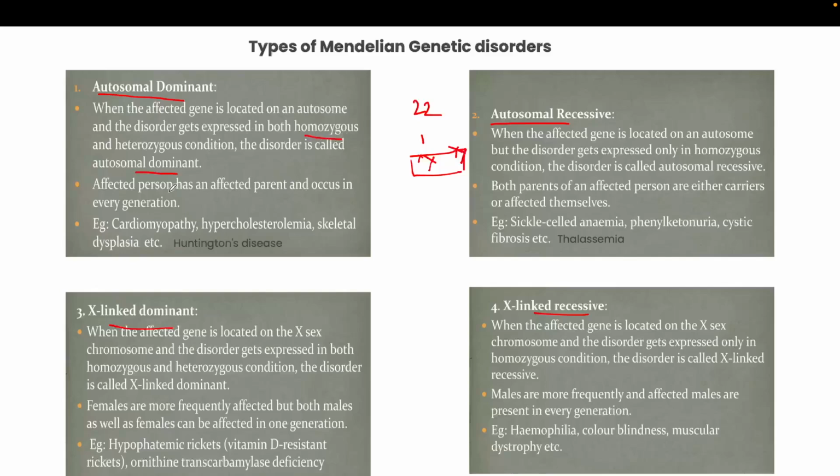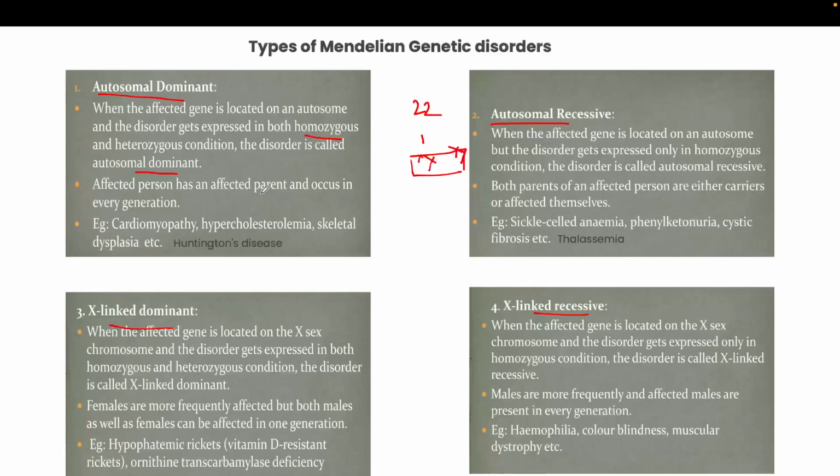Okay, the affected person has an affected parent and it occurs in every generation. Because this is a dominant disorder, every generation will have that particular symptom. So that is the autosomal dominant disorder.